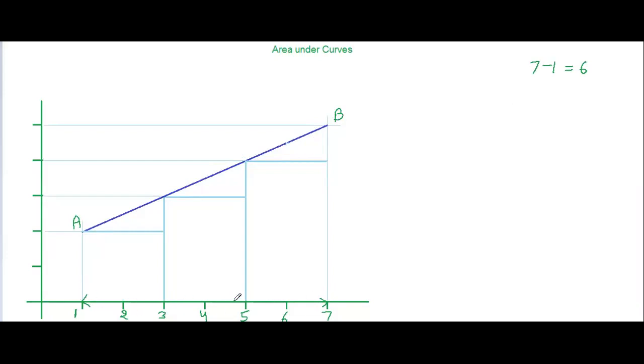Let us divide this length into 3 equal parts. What we do, we divide this length 6 into 3 equal parts. Suppose each equal part is 2. 6 divided by 3 is 2, shown here. This is one part, this is the other part, this is the other part. 3 equal parts.